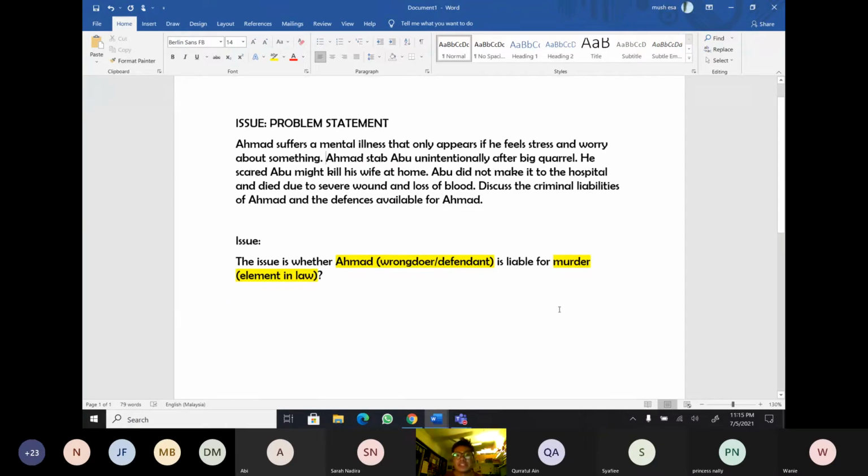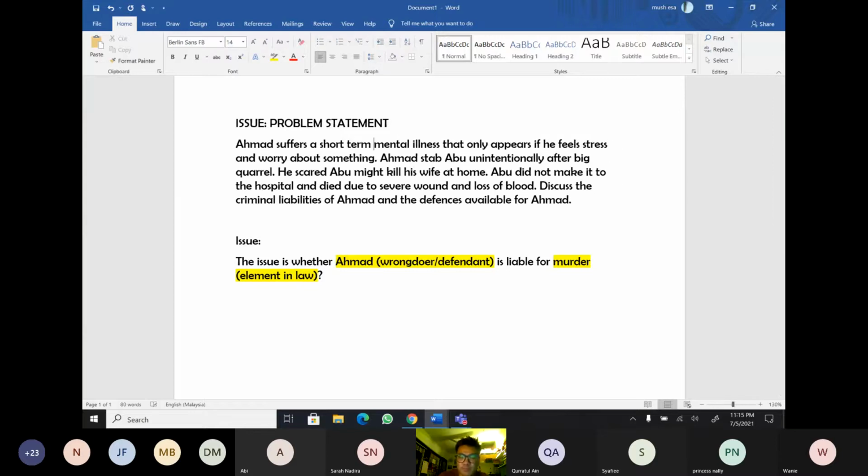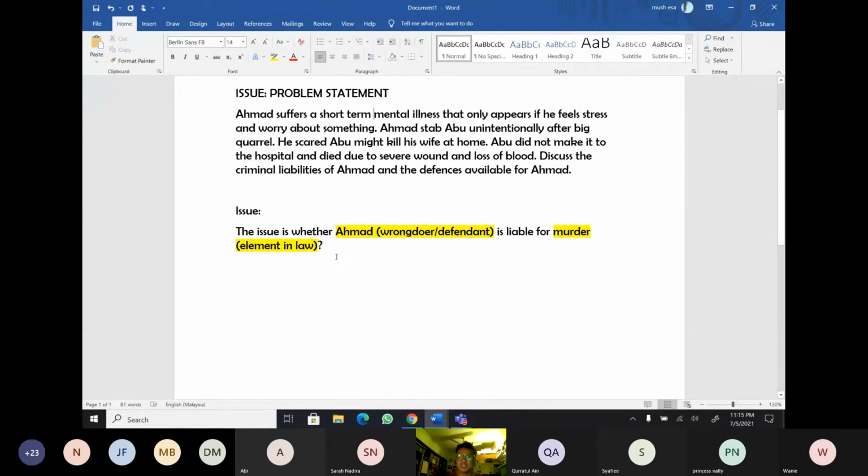Okay, Ahmad suffers a mental illness that only appear, bukan short term lah, short term. Mental illness nanti I search lah. This is just a general lah. Kita try ni balun je. Okay, kalau soalan keluar macam ni. Okay, first of all, you nampak Ahmad suffers a short term mental illness. Dah nampak dah. This can be the defense. Betul tak? Tapi wait for it. Because dia kata short term.